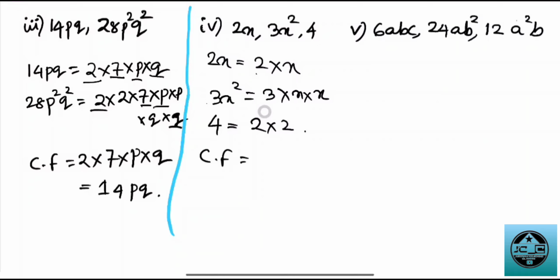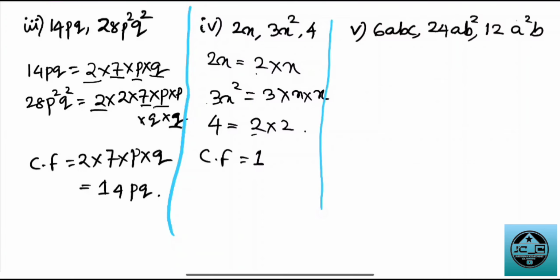If in any one of the terms the factor is missing, then that should not be termed as a common factor. Common means it must be present in all of them. So no factor is common here, because here x is there but there x is not, and here 2 is there but there 2 is not. That's why 1 will be the common factor. Clear? Now let's move to the next one.